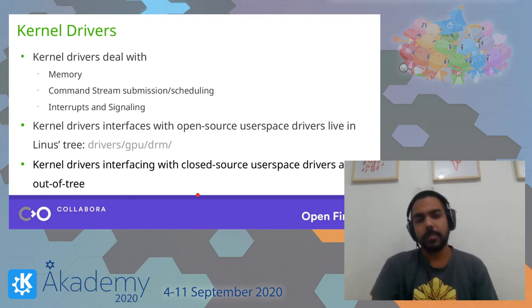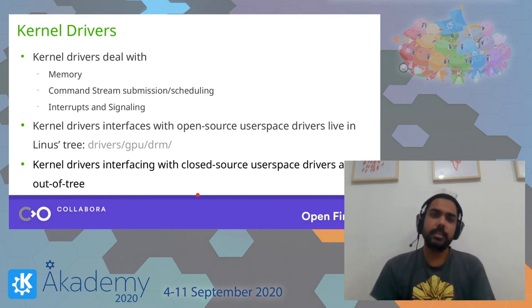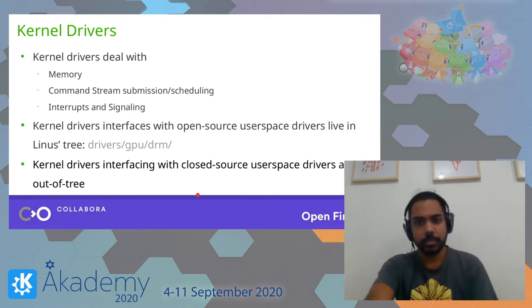about kernel drivers. The kernel drivers specifically deal with memory management, command stream submission and scheduling, interrupts and signaling. Kernel drivers that have an open source user space driver live in the Linux tree under drivers/gpu/drm, whereas kernel drivers that interact with a closed source user space driver are out of tree. These will never be accepted in the kernel, and I'm not going to be talking about those.